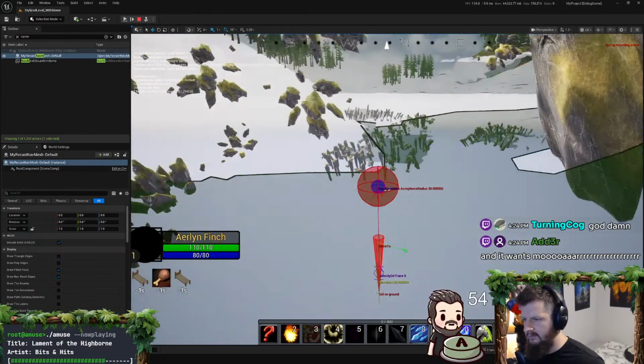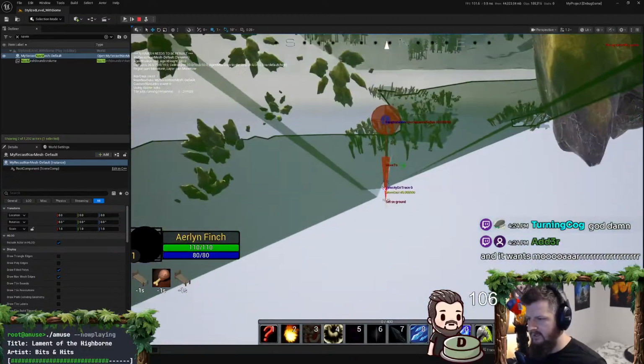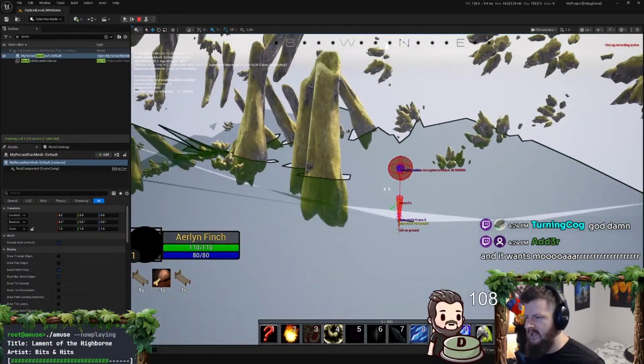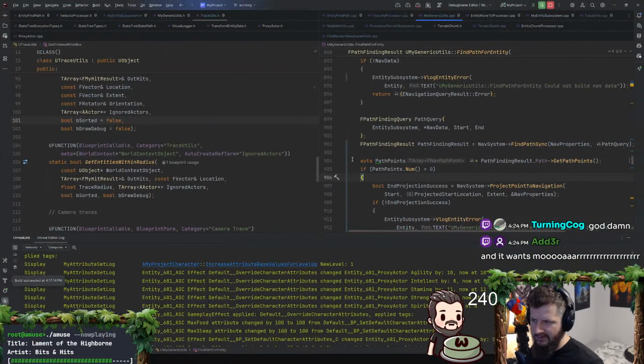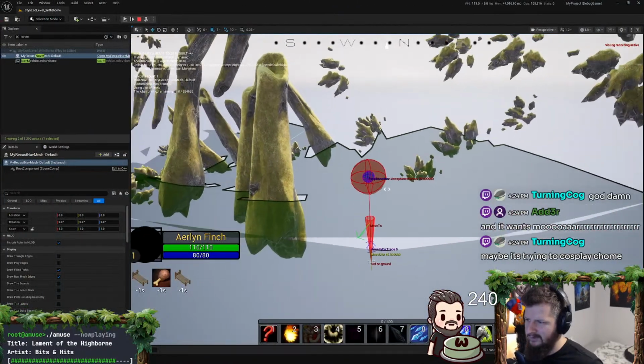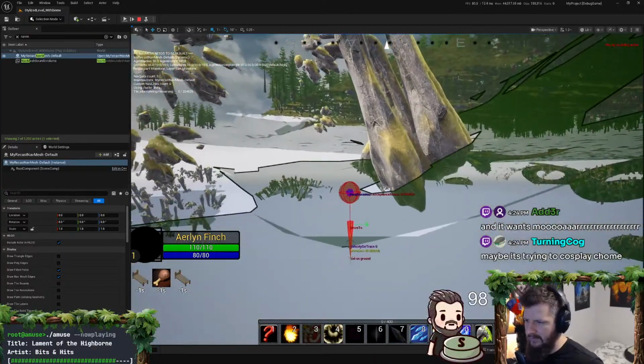Why does that happen? I project it to the nav mesh and it doesn't seem to do that. And it wants more. Yeah, it would gladly take more. Such a glutton.